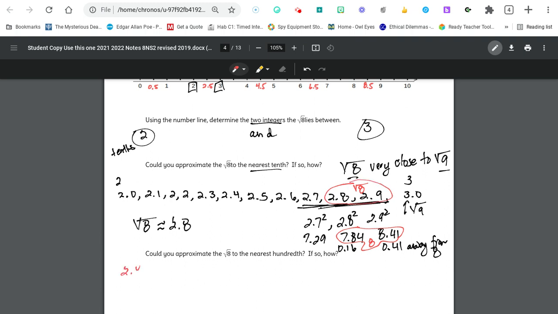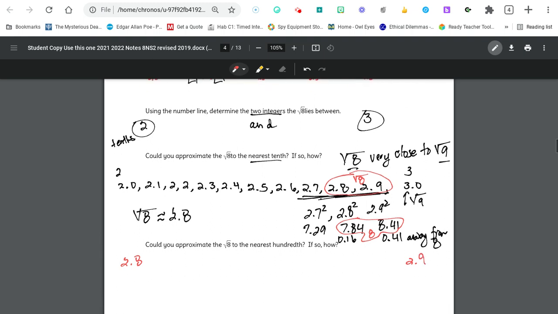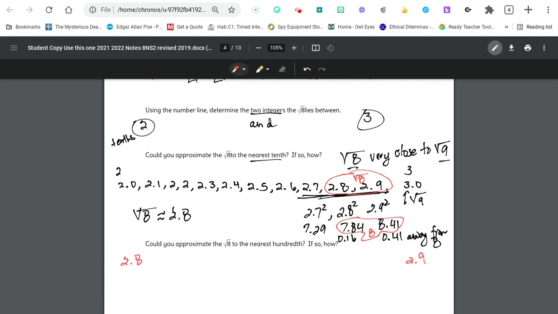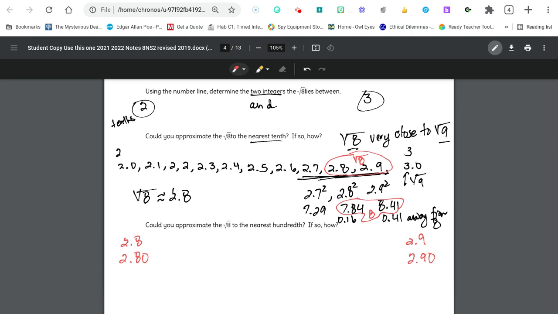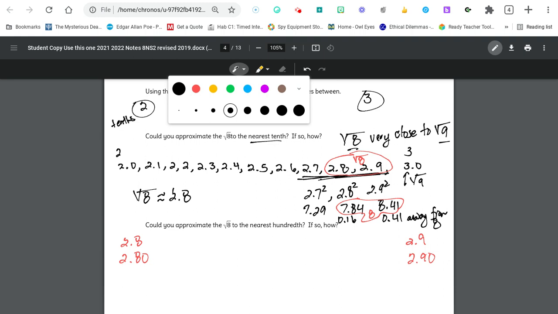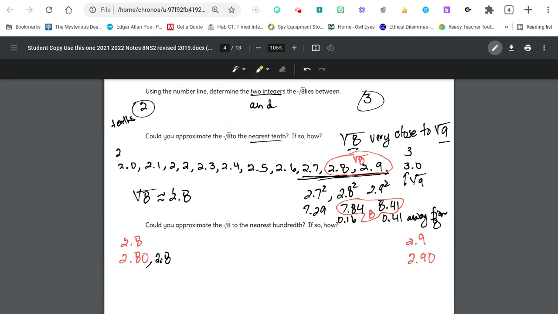So I'm going to use those two tenths, and I'm going to change them to hundredths the same way I change whole numbers to tenths, simply by adding a 0. No need for the decimal because it's already there. Now I'm just going to check the hundredths in between, and this is going to make for a better approximation. So let's list the hundredths in between. And as I write them, you write them, okay?